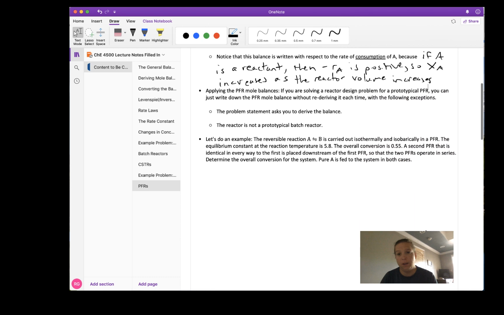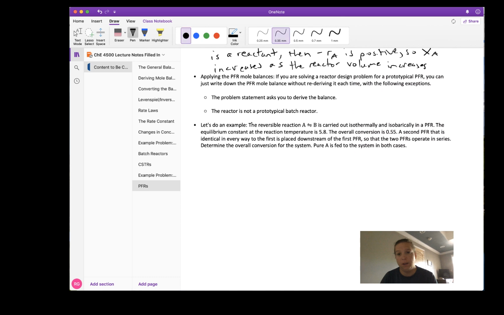So just like we've said with the other reactors, if you're solving a reactor design problem for a prototypical PFR, you can just write down the form of the balance that you intend to use, whether that be in terms of F or X. The important thing there then becomes making sure that your entire balance is written in either F terms or X terms and not convoluting them. You don't have to rederive the balance each time.